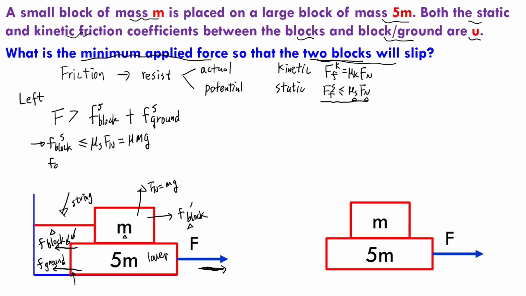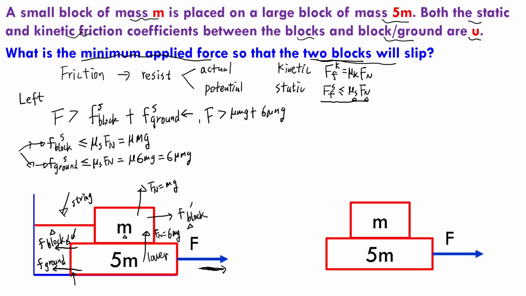Then we know the friction force from the ground should also be smaller or equal to mu s times the normal force. And we know the ground provides a normal force of 6 mg. So the maximum static friction force from the ground equals mu times 6 mg. In other words, it is 6 mu mg. And if we plug these two forces into this upper equation, we know the applied force should be larger than mu mg plus 6 mu mg.